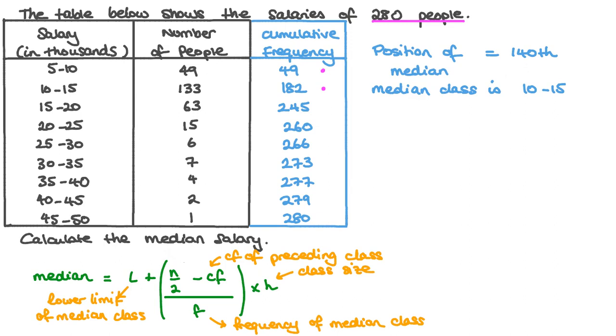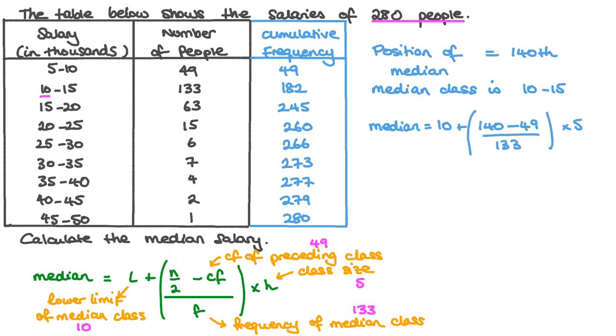What this formula does is use proportion to calculate the distance through the interval we need to travel to hit the median value. The lower limit of our median class is 10. The cumulative frequency of the preceding class, that's the class before, is 49. The class size is the difference between 10 and 15, it's 5. And the frequency of this class is 133.